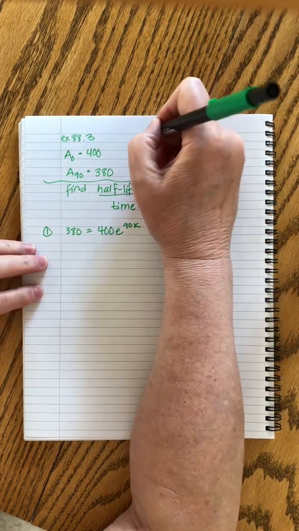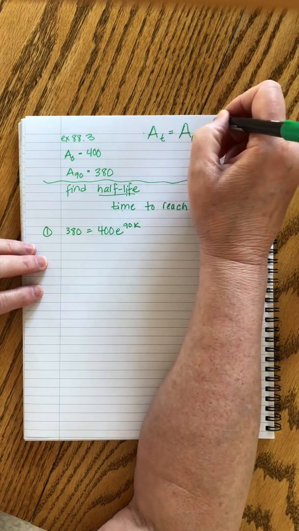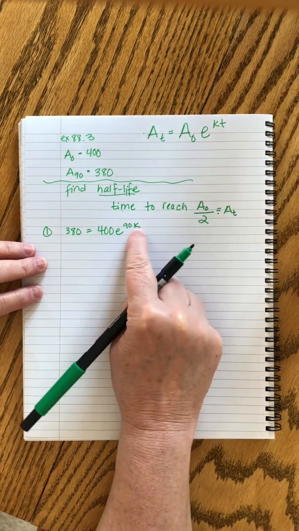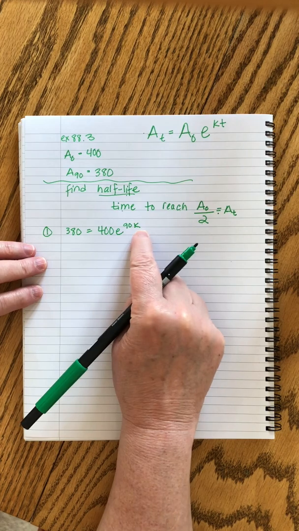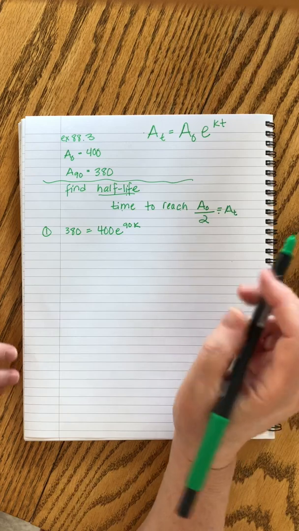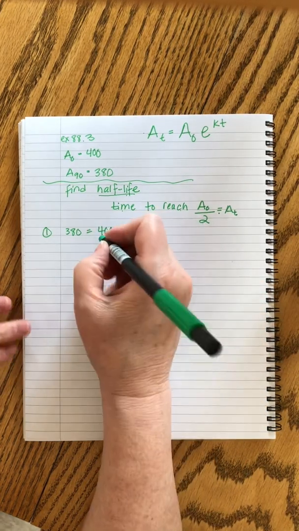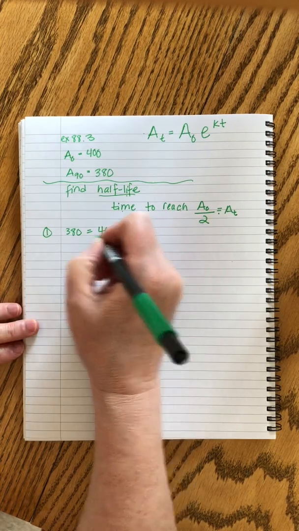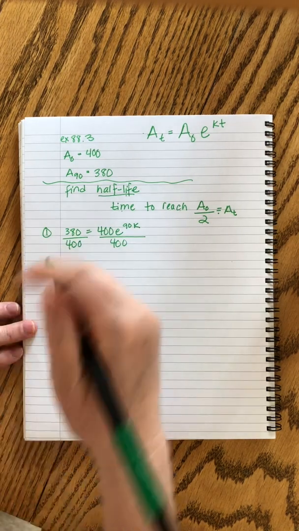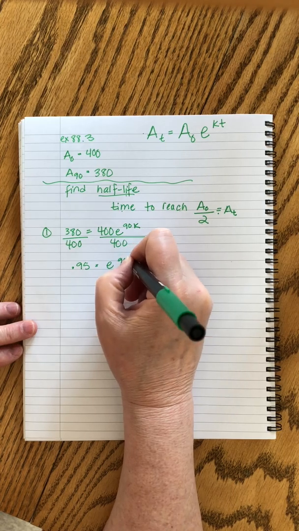Right, here's our formula. And for some reason, it's always written with the k first, but I much prefer to flip it around when I know the time, but I don't know the constant. I don't like to have letters before numbers. I like numbers first. Okay, that's good. We're now going to divide by 400. We always do that first to get the whole numbers out of the way. This simplifies down to 0.95 equals e to the 90k.